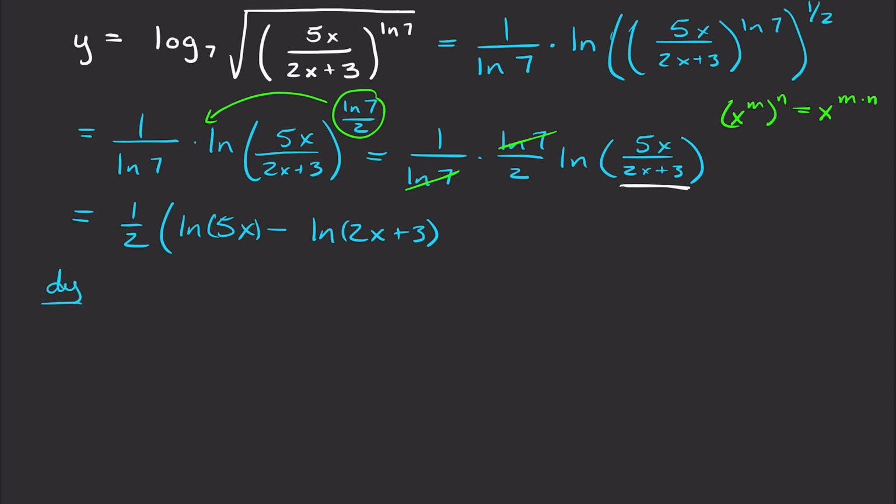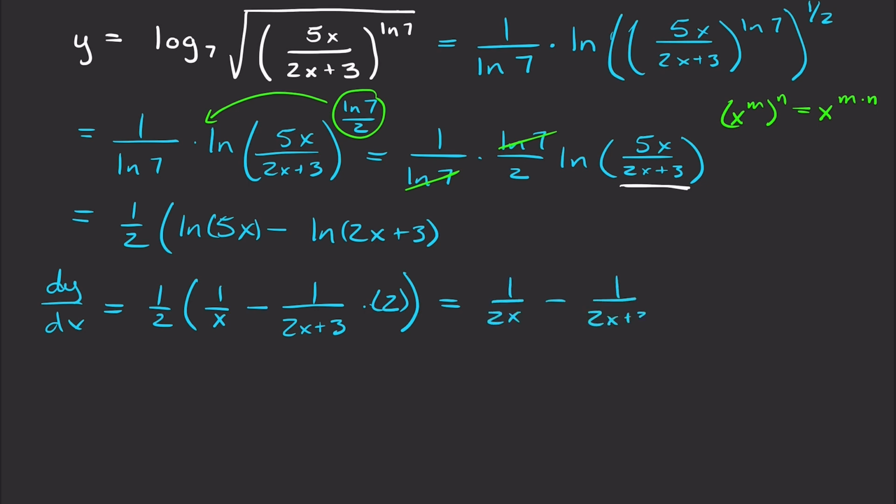So if we do dy dx, our 1/2 is going to come out front, and then we just take the derivative of each term. The derivative of the natural log of any number times x is just 1 over x, minus the derivative of the natural log of 2x plus 3, which is 1 over 2x plus 3 times the derivative of 2x plus 3, which is just 2.